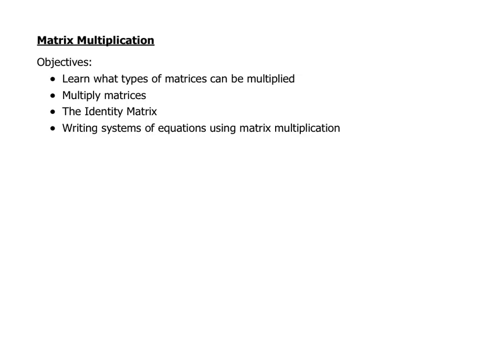In this video, what we're going to be doing is learning how to multiply matrices. In the last video, you learned how to multiply a scalar or a number times a matrix, but in this video, what we're going to do is learn how to multiply one matrix times another matrix. We're also going to learn about a special matrix called the identity matrix, and finally we're going to learn how to take a system of equations and express it using matrix multiplication.